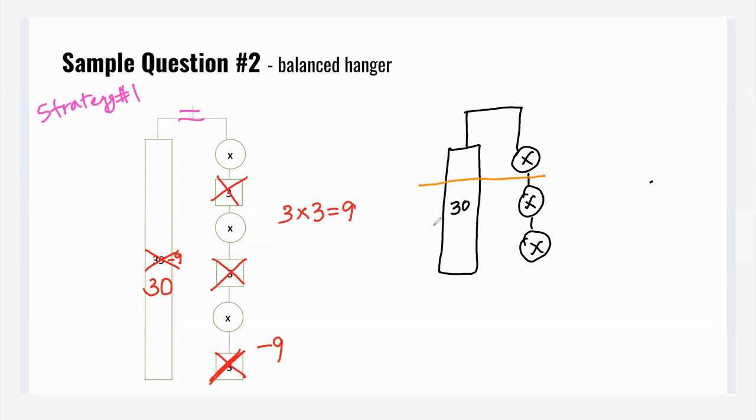All right, now I have 3 x's and I have 30 on the left side. The 30 needs to be split equally into 3 boxes, and therefore that means 30 needs to be split equally, meaning divided by 3. And now I find that each x will be a 10. So I can say that x equals 10.